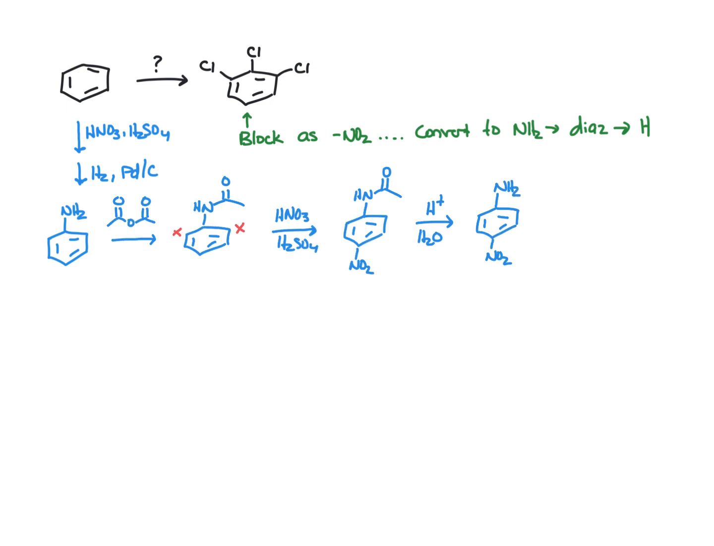Okay, now at this stage you have to be a little bit careful because you don't want to convert this nitro to an amine just yet, because if you ended up with two amines on the ring, everything you do with one would happen to the other, and you wouldn't be able to selectively do different things on each side. So at this stage, this is a good time to do the chlorination.